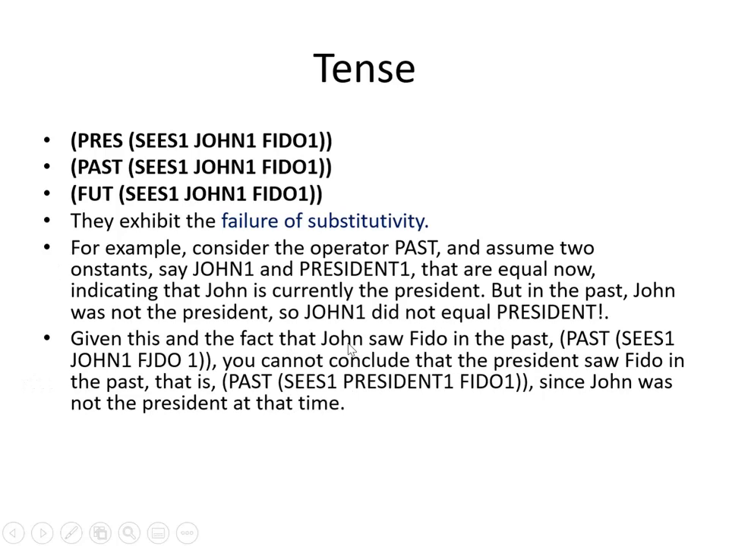Given this, the fact that John saw Fido in the past, that is past sees 1, John 1, Fido 1, you can't conclude that precedent saw Fido in the past. That is, past sees 1, precedent 1, Fido 1 is not true, since John was not the precedent at that time. So here you can see the concept of failure of substitutivity.